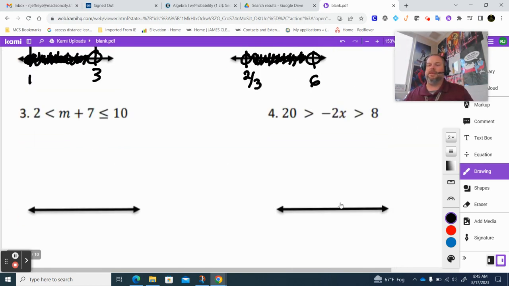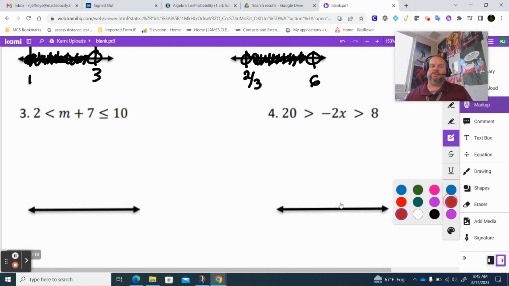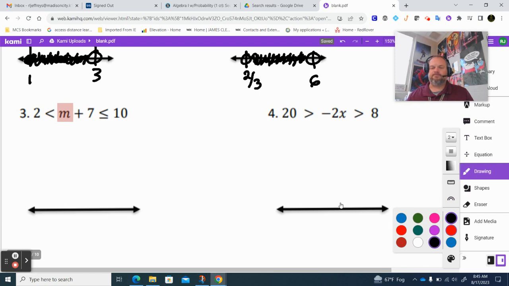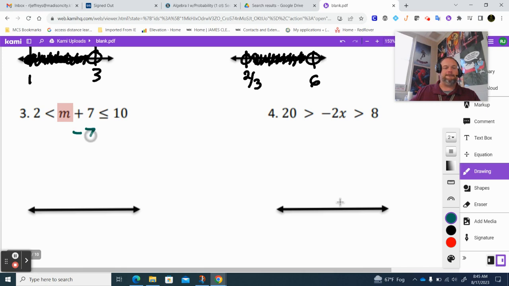All right. Now, let's look right here. Here's our m. What's being done to m? Yeah, add 7. So what do we need to do? Subtract.